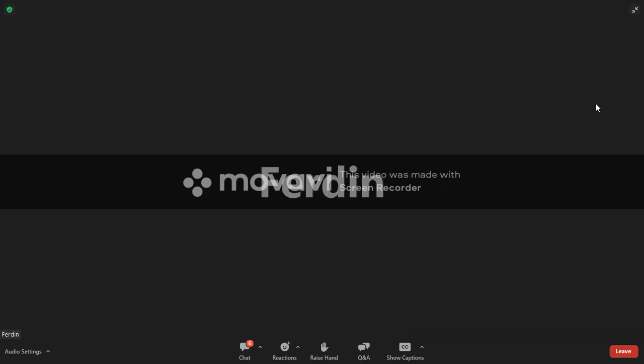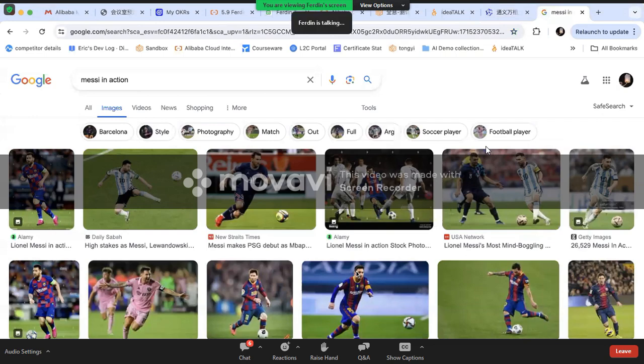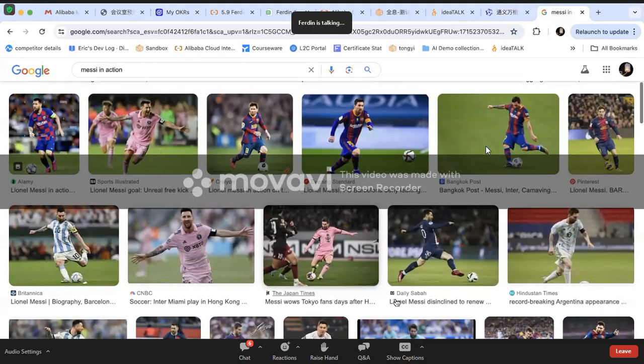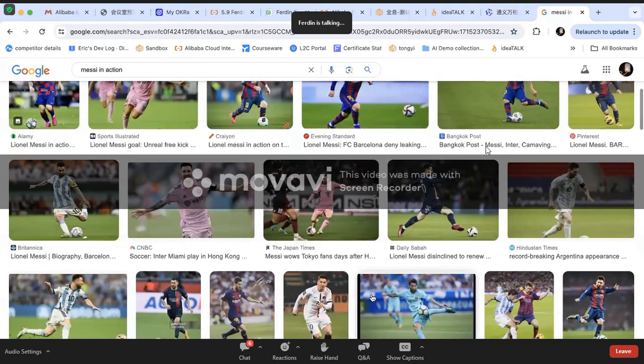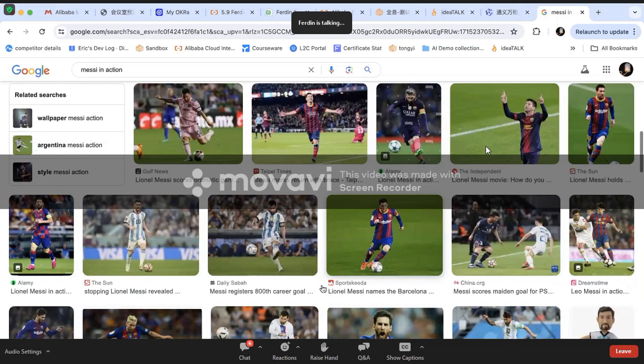Let me share it. This is the Tongyi Wanxiang interface where you can create multiple images. You can change the background also. For example, here I have taken Lionel Messi. I want to take a picture of him, and then I will change it with my face. That's something funny you can see. I'm not Messi. I don't even play much soccer, but still I'm trying to do this.